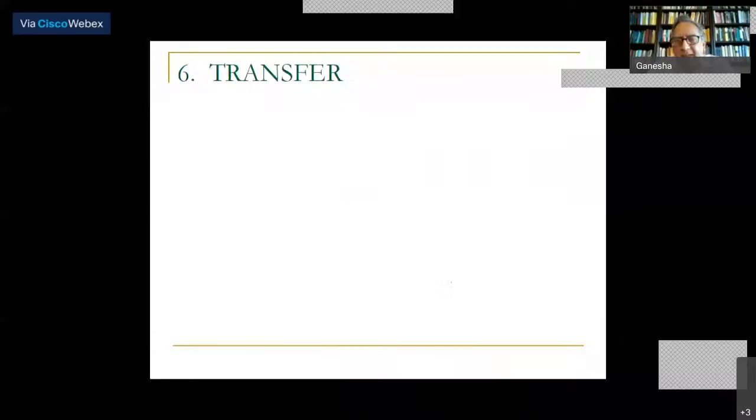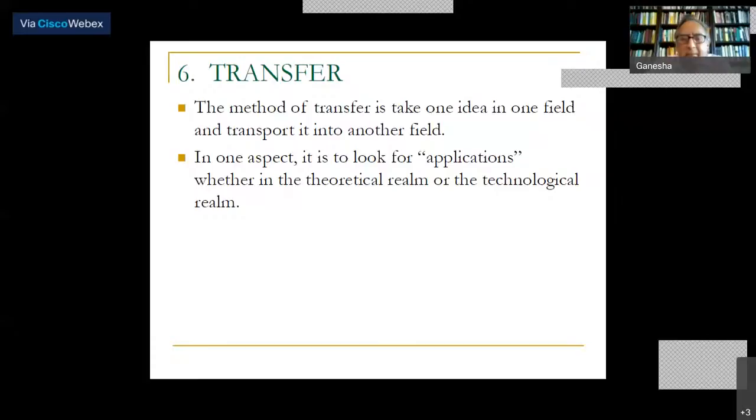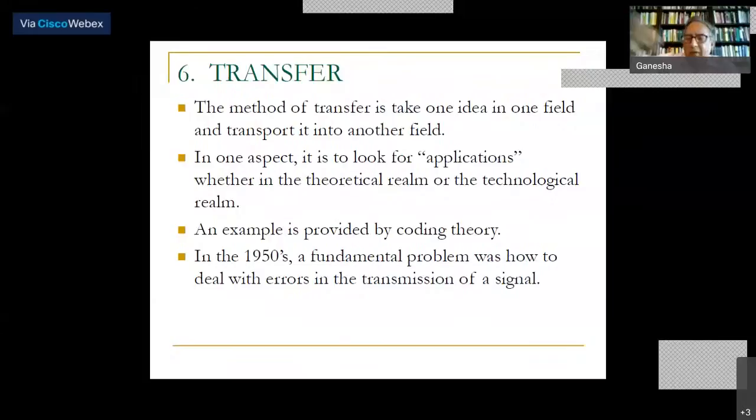Another method of churning the mind is to transfer ideas. That method takes one idea in one field and transports it into another field. So in some sense, you look for applications, whether in the theoretical realm or in the technological realm. An example is provided by coding theory. In the 1950s, a fundamental problem was how to deal with errors in the transmission of a signal. Supposing you have a satellite that goes out to space, it's taking pictures of Mars or Jupiter, and then it's trying to transmit those images back to Earth.